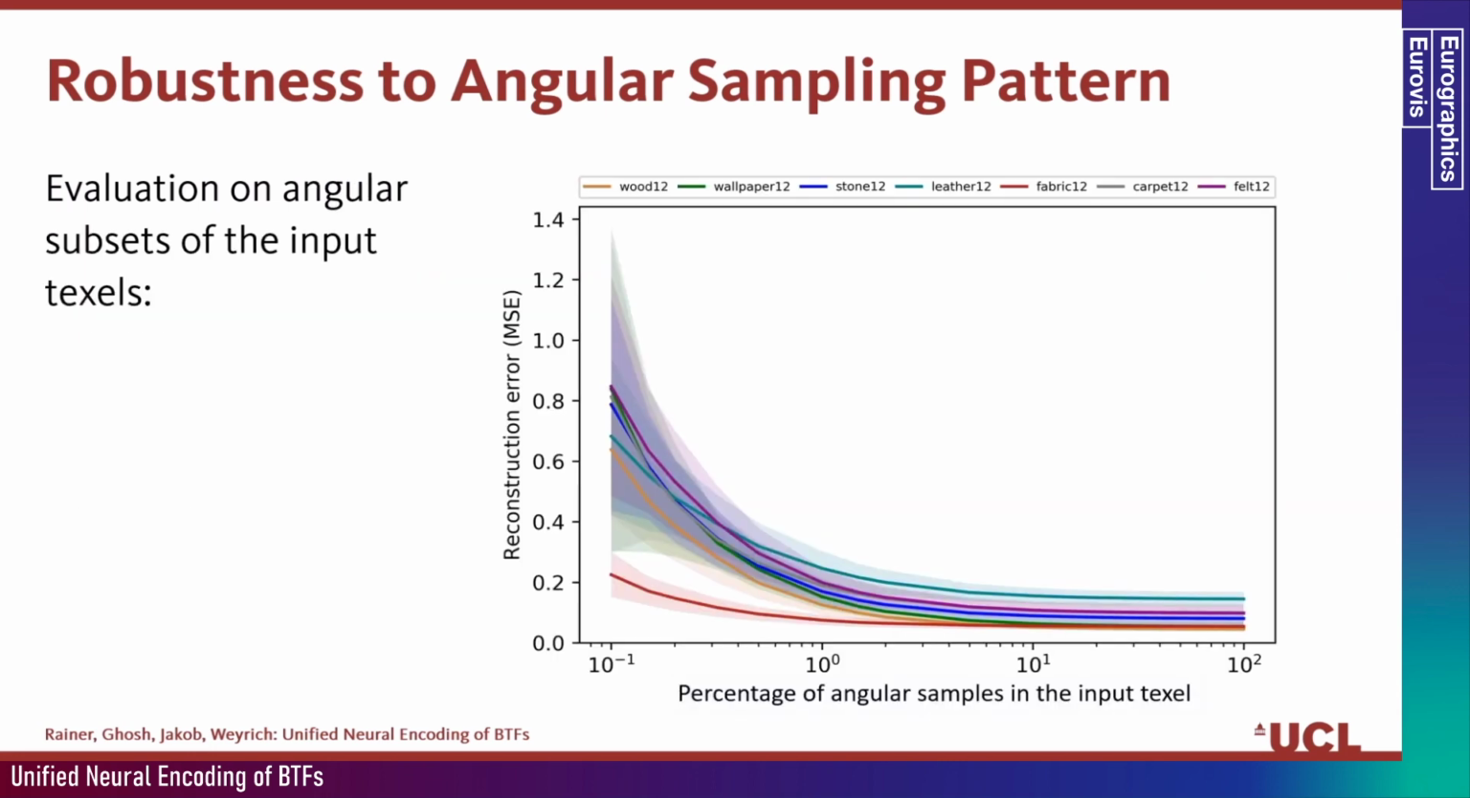To further evaluate the robustness to different angular samplings, we take a look at what happens if we only input a subset of the original angles in the texel. We can see that the reconstruction converges very quickly. With only 5% of the input angles, the reconstruction error is stable, meaning we could take only 1,000 textures instead of the 22,000 in the original BTFs, and we would obtain the same reconstruction quality.